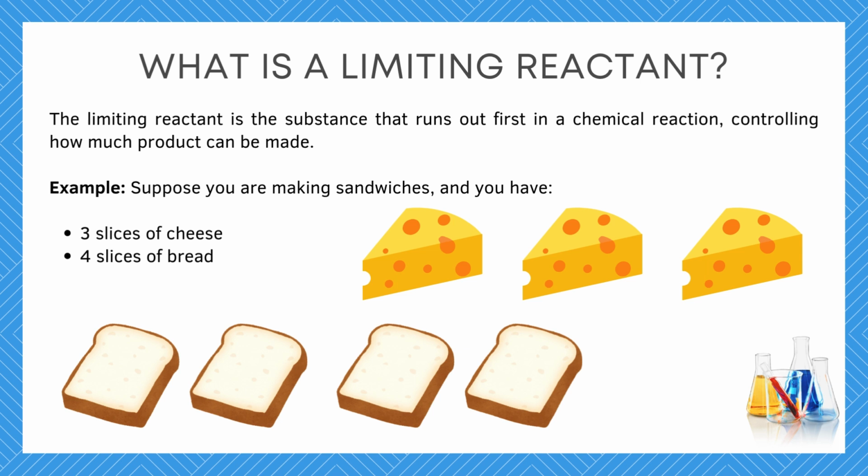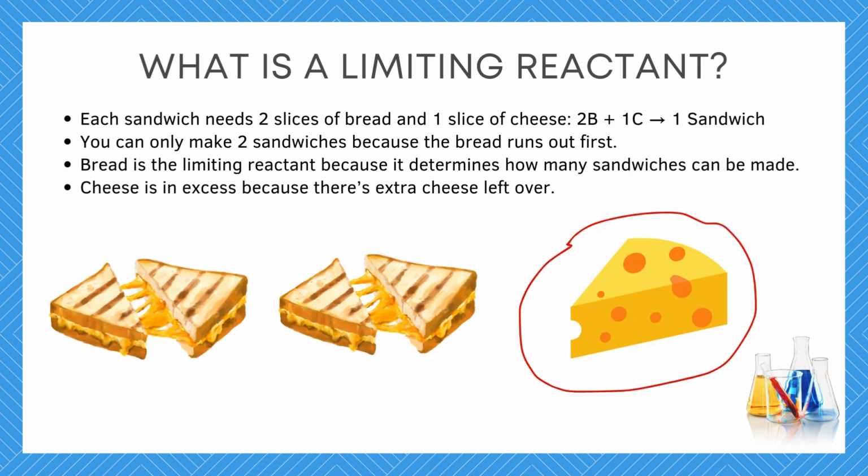Supposing you are making some sandwiches, right? And you have three slices of cheese, like it is illustrated here on the screen, and you have four slices of bread. Three slices of cheese and four slices of bread. Now, each sandwich you want to make needs two slices of bread and one slice of cheese. That is 2B, that's two slices of bread, and then 1C, one slice of cheese to make one sandwich. How many can you make?